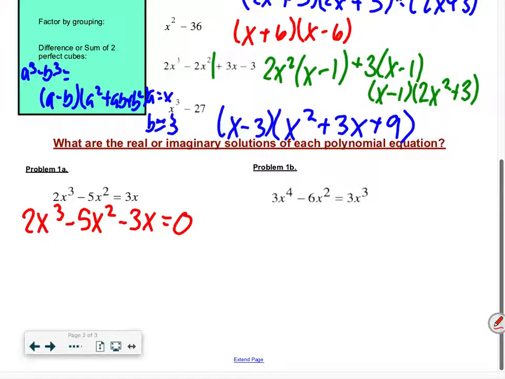What can I pull out of these? X. Good job. That means I'm left with 2x squared minus 5x minus 3 equals 0.